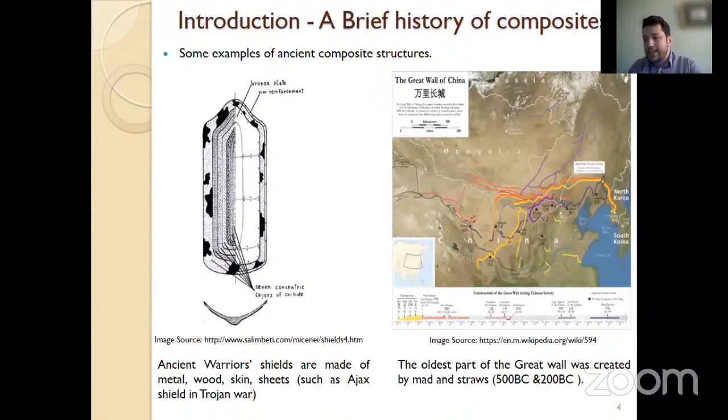So the first Chinese... we can start this with a brief history about the composite materials that have been made by man throughout history. So some examples of ancient composite structures. The ancient warrior shields are made of metal, wood, skin sheets, such as Ajax's shield in the Trojan War. Also the first Chinese Great Wall, made of mud and straws. The ancient warrior shield was made of wood and skin and metal.